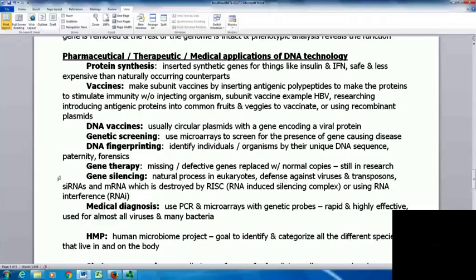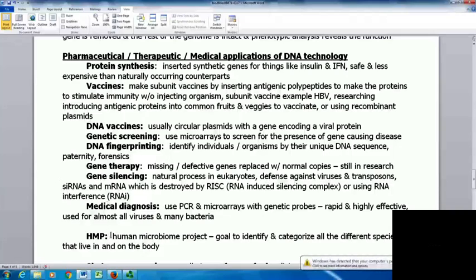Gene silencing, this is a natural process in eukaryotes. It serves as a defense against viruses and transposons. You can have your small interfering RNAs and mRNAs, which are destroyed by your RNA-induced silencing complex, or using RNA interference. So it's a way of regulating genes.